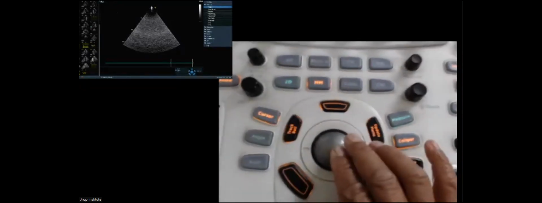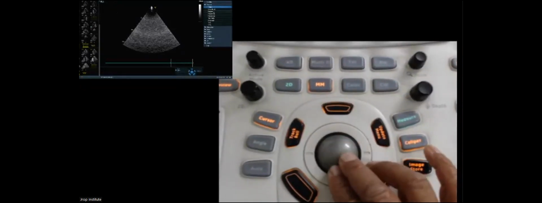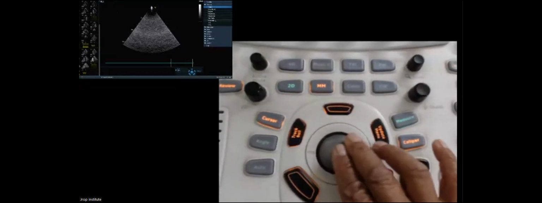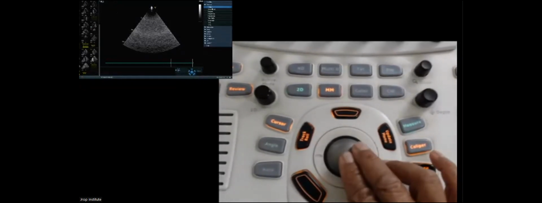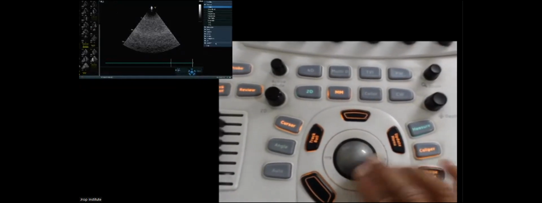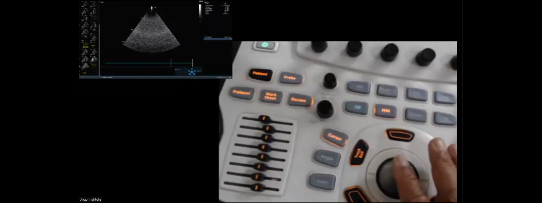Similarly, we can look at all these measurements, which are seen on the right side of our screen. So whether these measurements are there or not, you can see them all together over here. Then these are the few buttons which we need in day-to-day practice.